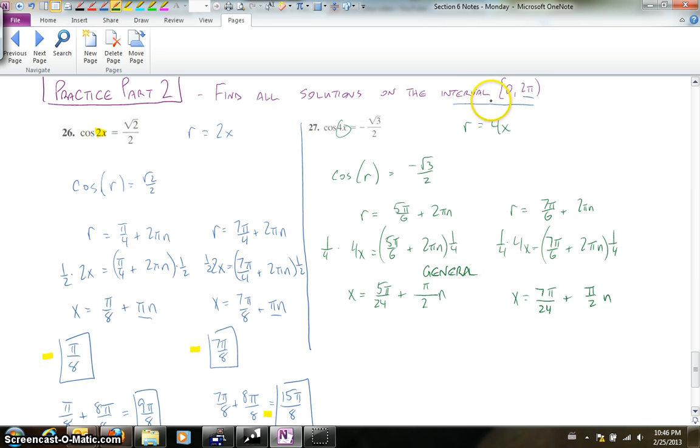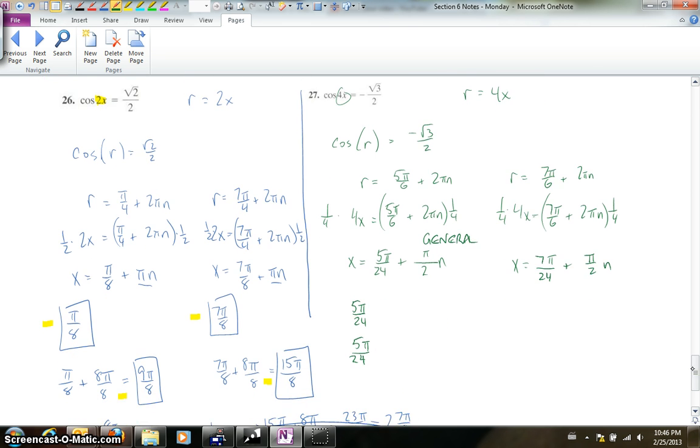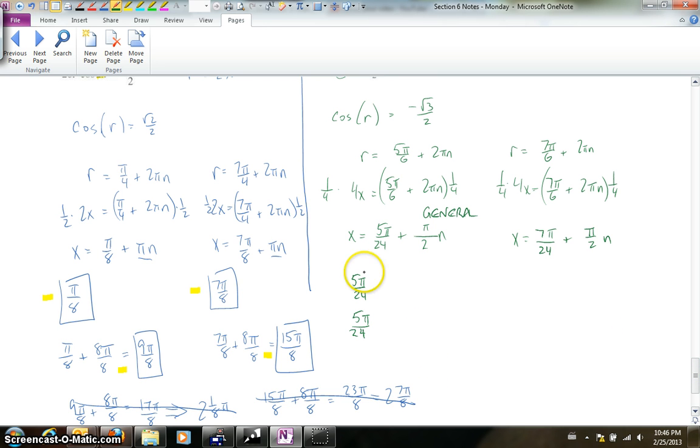But this one does ask for all the solutions on the interval 0 to 2 pi. And so we have to keep going until we get something that is bigger than 2 pi. So 5 pi over 24 is fine so far. But now we need to keep adding pi over 2 n until we get to angles that are out of that interval 0 to 2 pi. So I'm going to erase this for now because it was useless to us down below. So I'm going to have to keep doing this.